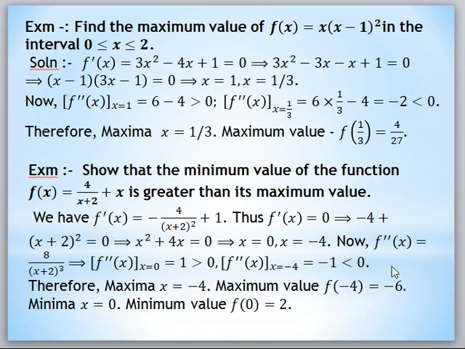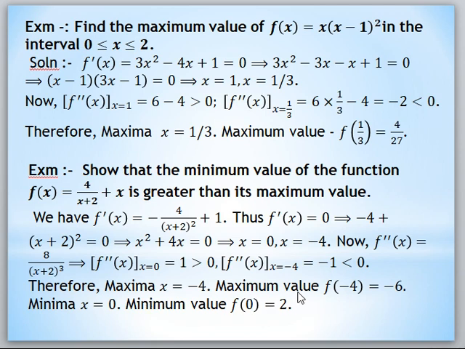Then we find out the second derivative f''(x). The second derivative here is f''(x) = 8/(x + 2)^3. So the value of the second derivative at x = 0 comes to be +1, which is positive, and at x = -4, the second turning point, f''(x) comes to be -1, which is negative. So what it means is that x = -4 gives a negative sign for the second derivative. So x = -4 is a maxima.